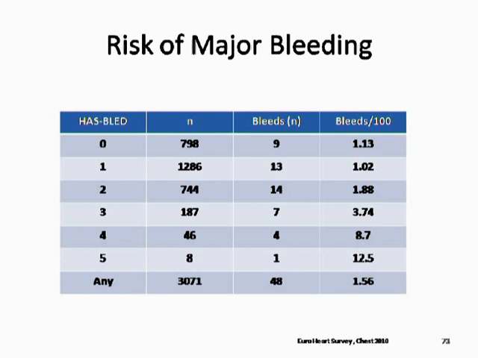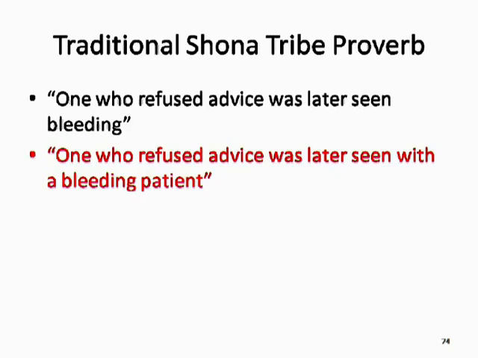But what is shown is the more HAS-BLED criteria you have, the more chances you've got of bleeding. Okay? So it's a very well validated score. How you should implement it exactly, I'm not sure, and we'd probably have to use some common sense, maybe in the discussion from the floor. So there's a traditional Shona tribe proverb: one who refused advice was later seen bleeding. I think, with respect, I've adapted it: one who refused advice was later seen with a bleeding patient.